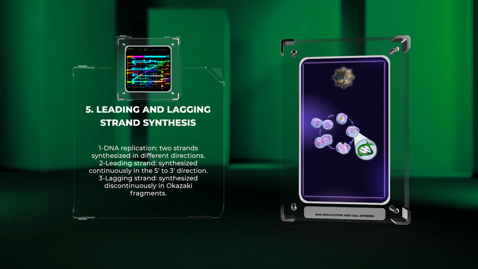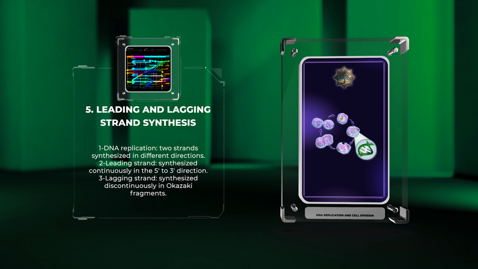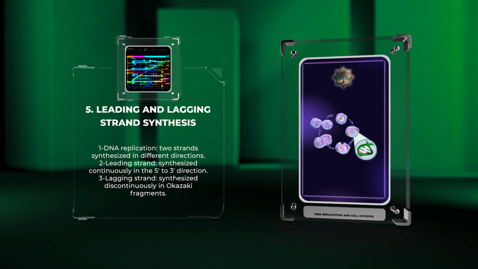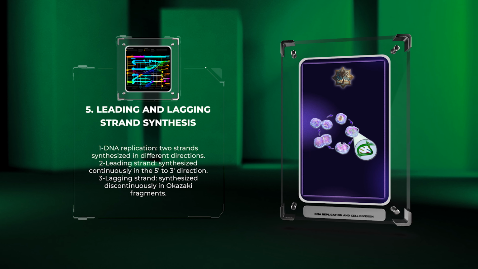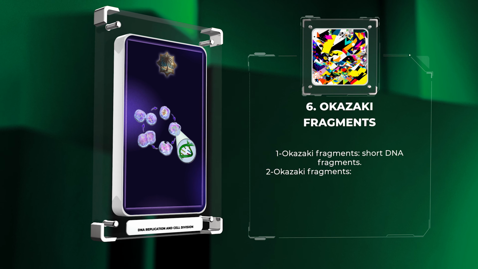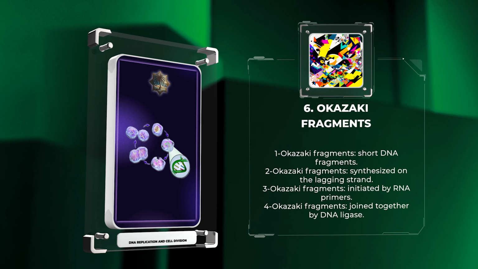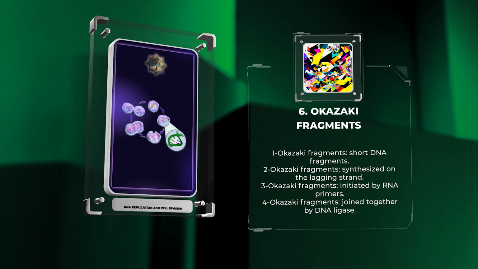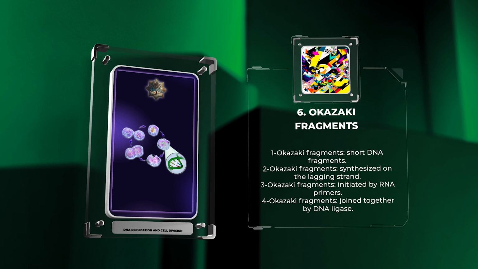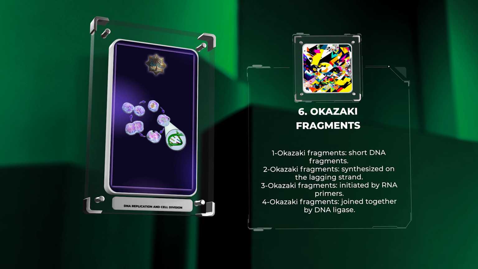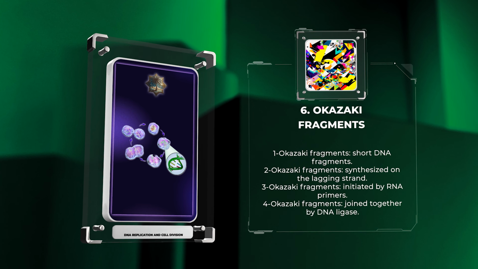During DNA replication, the two DNA strands are synthesized in different directions due to the antiparallel nature of the DNA double helix. The leading strand is synthesized continuously in the 5' to 3' direction, following the replication fork. In contrast, the lagging strand is synthesized discontinuously in short fragments called Okazaki fragments. Okazaki fragments are short DNA fragments synthesized on the lagging strand during DNA replication. These fragments are initiated by RNA primers and synthesized in the 5' to 3' direction away from the replication fork. Once the Okazaki fragments are synthesized, they are joined together by DNA ligase to form a continuous DNA strand.